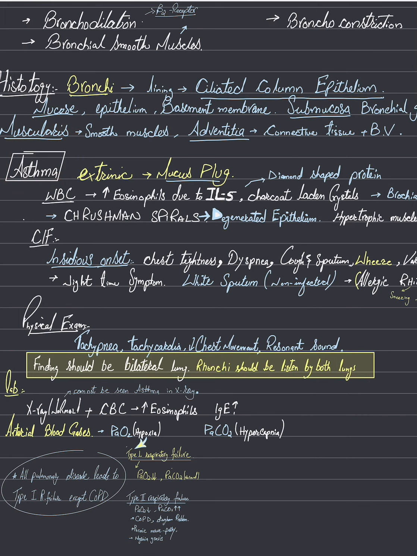In intrinsic asthma, you can see a lot of mucus plugs, so the patient will have a lot of mucus in his lungs. For the labs, we can see increased WBCs, with eosinophils increased due to interleukin 5. I already discussed this whole pathway in my previous video, you can check it out.